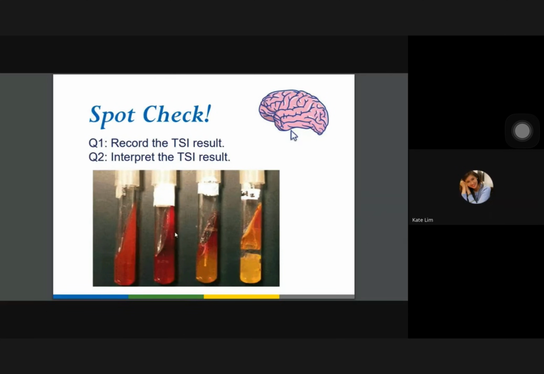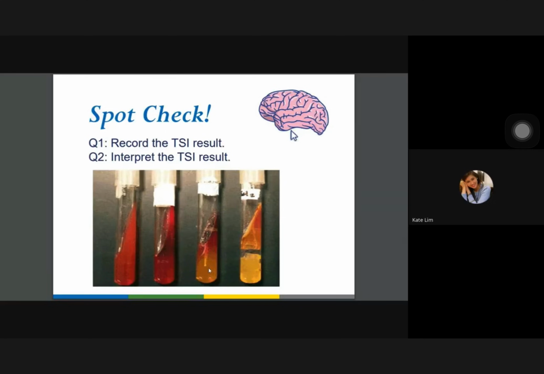Do we see a black precipitate? No, we can't see a black precipitate. Do we see cracks or bubbles? So no. So meaning hydrogen sulfide negative, gas negative.